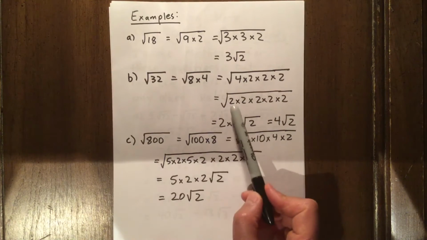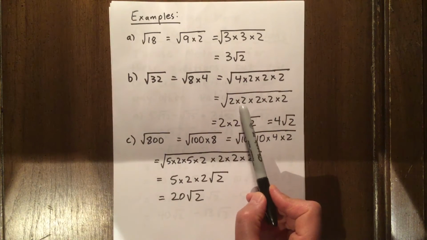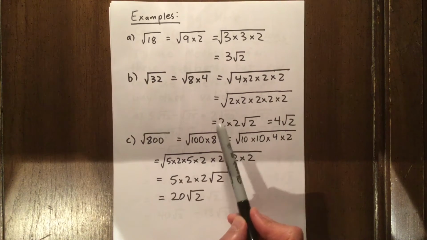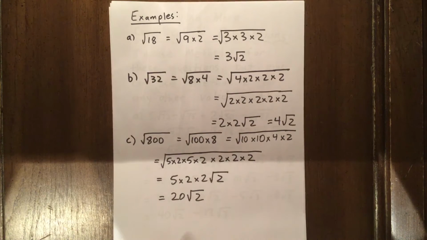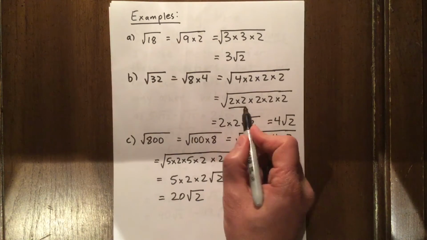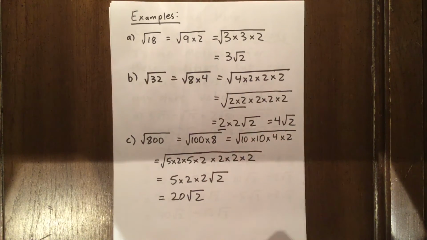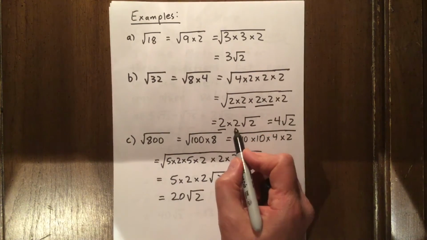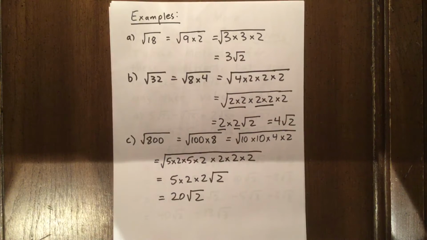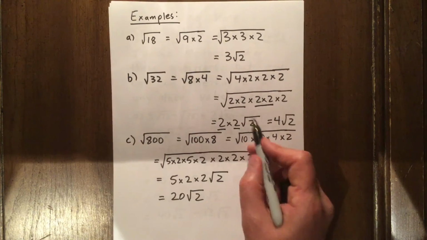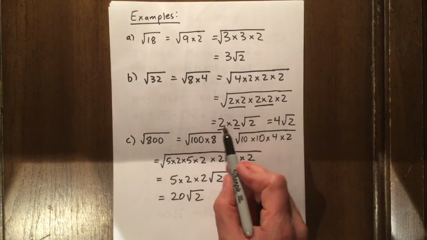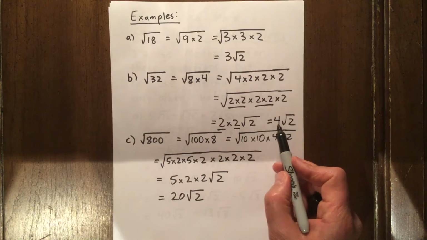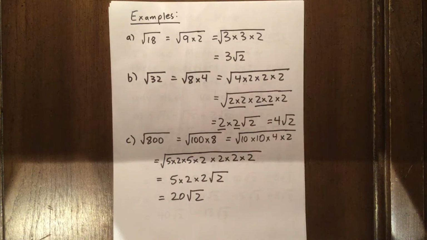Well, these two 2's are on the inside, so I can bring them out to the outside as a single 2. This 2's left over and it remains inside. So I'm left with 2 times 2 on the outside and root 2 on the inside. That's the same as 4 root 2, because 2 times 2 is 4.